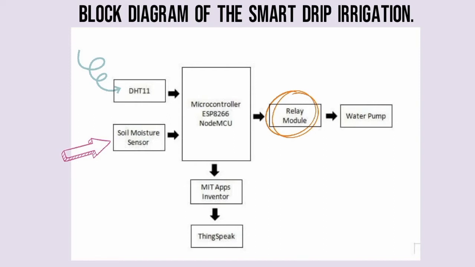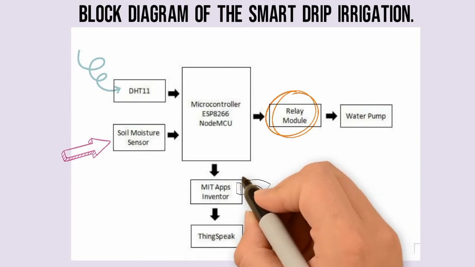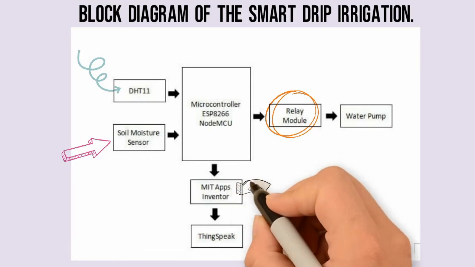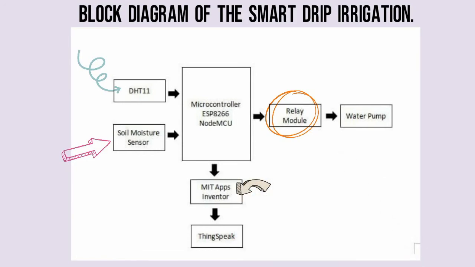The MIT App Inventor is the app that we designed to monitor the data we get from the microcontroller ESP8266 Node MCU. The data will then be transferred to ThingSpeak, an open platform that permits us to collect, analyze, and act on collected data. The data will be stored in the cloud server ThingSpeak.